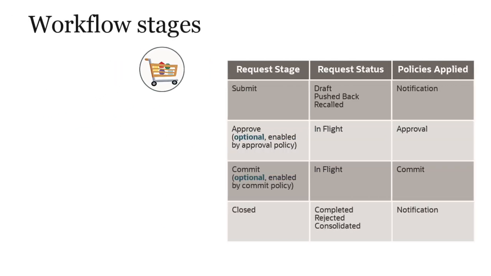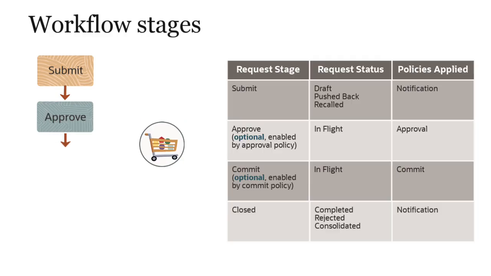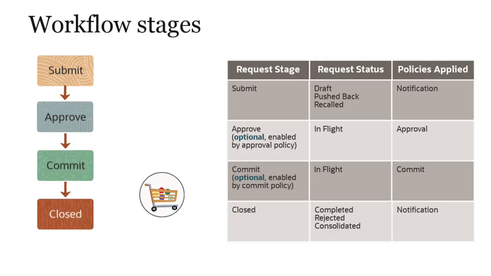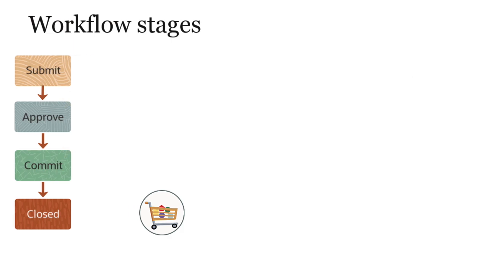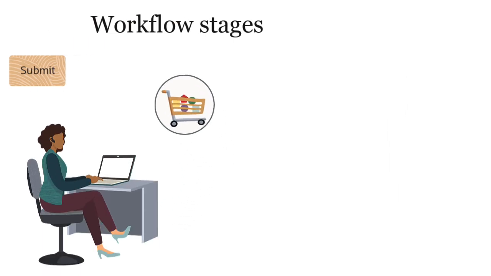Workflows move requests through 4 stages: submit, approve, commit, and closed. The approve and commit stages are enabled only when your changes affect data objects with defined approval and commit policies. Let's look at what happens during each stage of a request workflow.